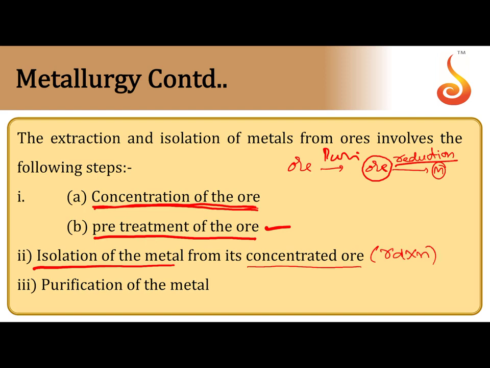Next, after getting metal, that will not be in purest form, that is raw metal that contains impurities. So, removal of impurities from raw metal is called purification, refining of the metal. So, three steps mainly: first, concentration of ore; second, reduction of mineral ore to get metal in impure form; next, purification of metal.